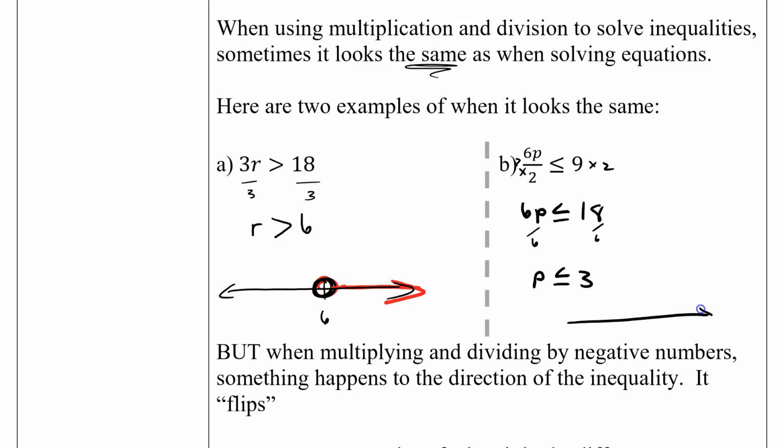So I'm going to have my number line extending infinitely in either direction. My point here is going to be 3, and I am going to use a closed dot because it's less than or equal to, and my solution follows the left. Okay, so it can be 2, it can be negative 50, it can be negative a million, but it cannot be 4. It cannot be on this side.